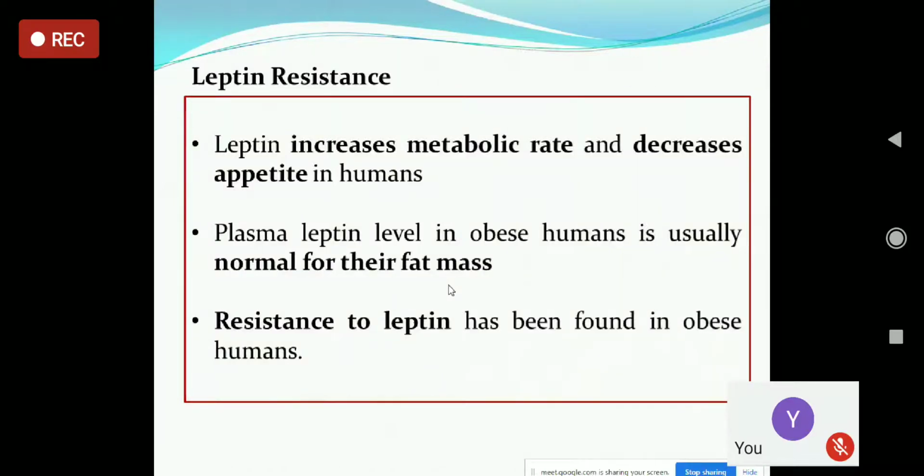But in case of obesity, there is leptin resistance. So even though the amount of leptin is normal, the leptin does not get to act properly. So there is no decrease in appetite due to resistance to the leptin. Even though leptin acts to regulate the appetite, it is not able to do so in obesity because there is resistance to the leptin.